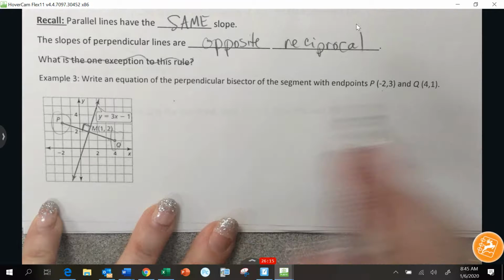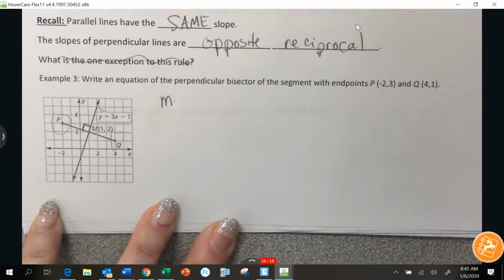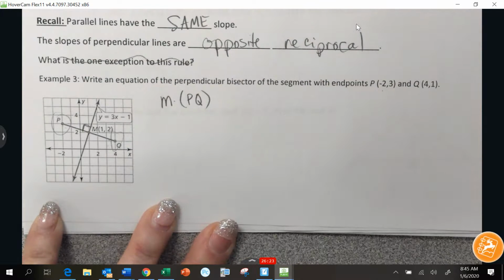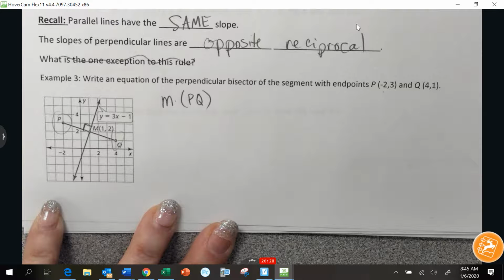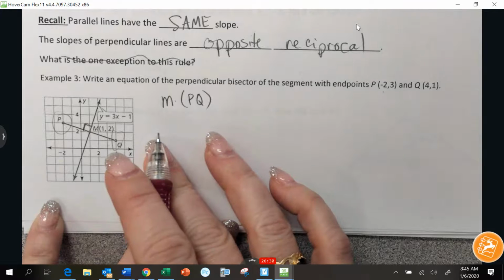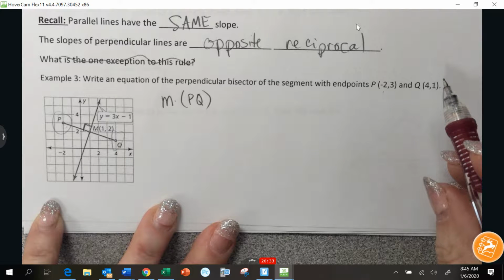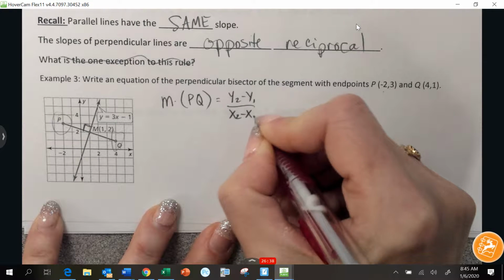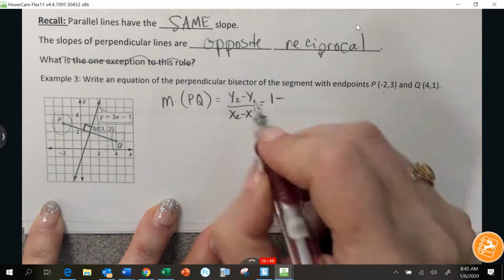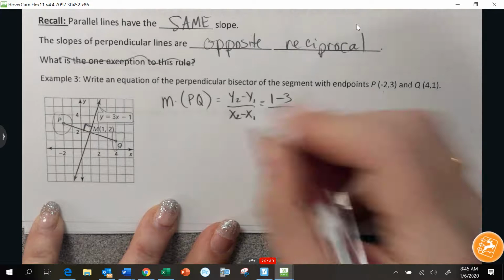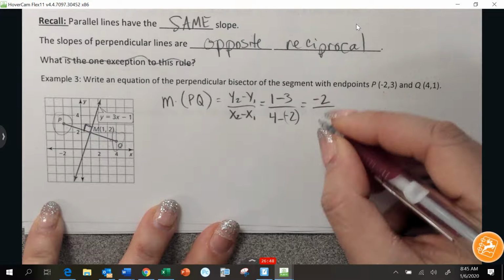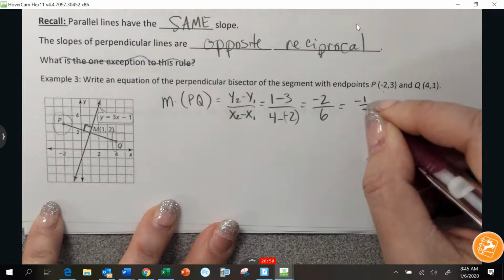All right? So we need to find the slope of PQ. You could, if it's graphed, you could count it on the graph, or we could use the slope formula, which is y2 minus y1 over x2 minus x1. So 1 minus 3 over 4 minus -2. -2 over 6, just -1/3.